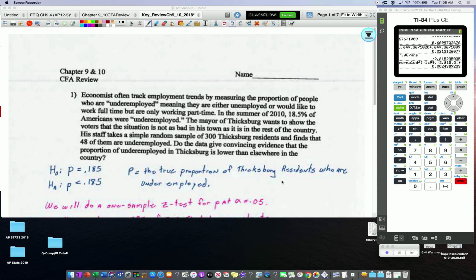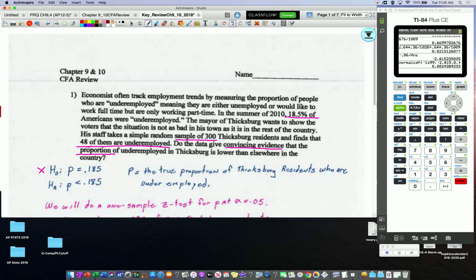So when I'm deciding what type of test here, I only have one sample of data going on here. I'm just going to kind of highlight everything in pink. I have one sample of 300 where 48 of them are considered underemployed. Notice how it's asking us, does it give us convincing evidence? So I'm thinking a test on a proportion, okay, and where that proportion is equal to that of the population.